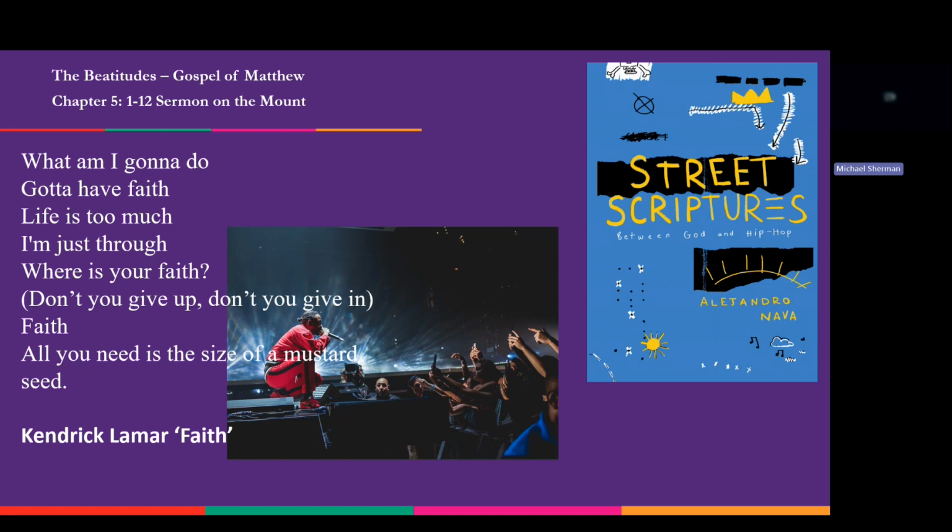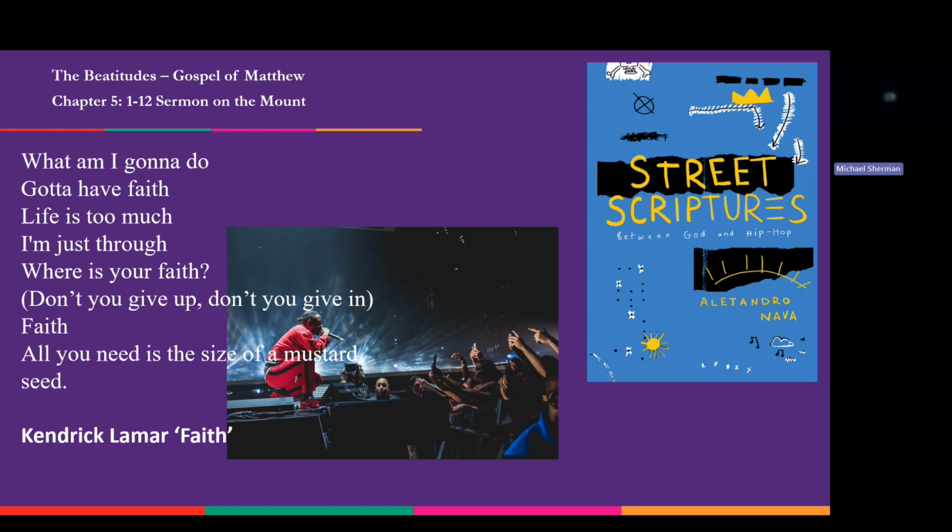Over here, I have an image of a book that I started reading, and it's a really interesting book. It's called Street Scriptures: Between God and Hip Hop, by the theologian Alejandro Nava, and I workshop some ideas from it with my students. Nava notes that in the ancient world, scripture would have been delivered in a lyrical and rap-like manner. It would be chanted, declared, and sung, always in a way that would set it apart from ordinary speech. The way in which the scriptures were originally composed bears a resemblance to the making of hip-hop, the two of them sharing a composite aesthetic.